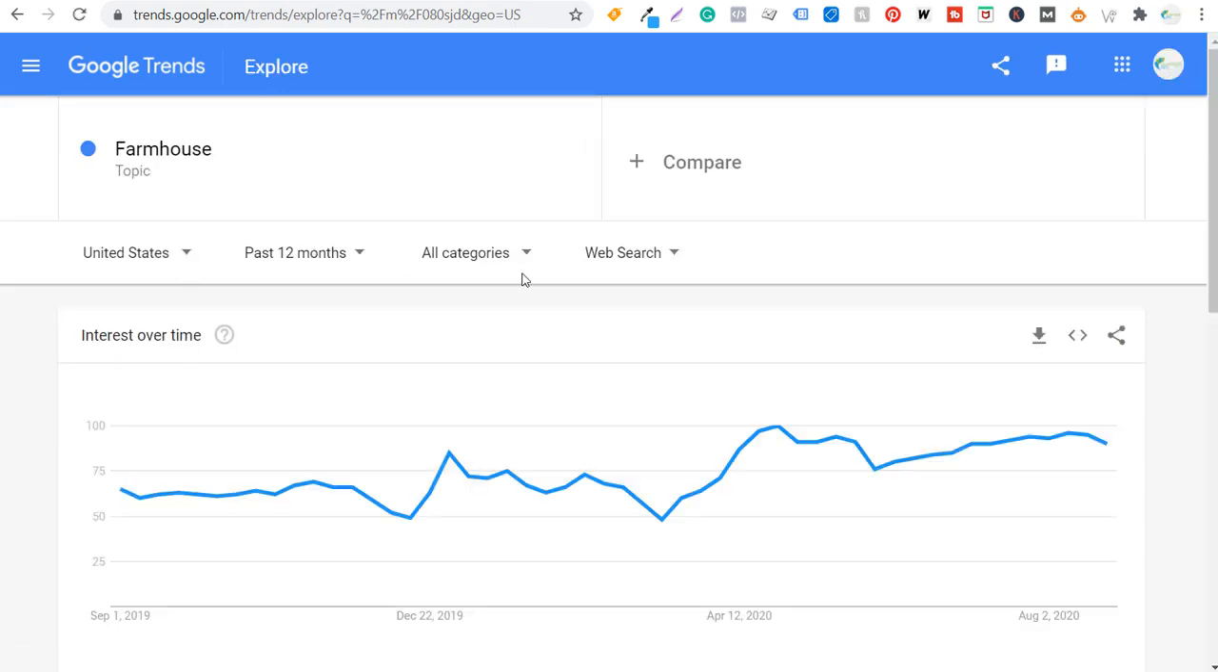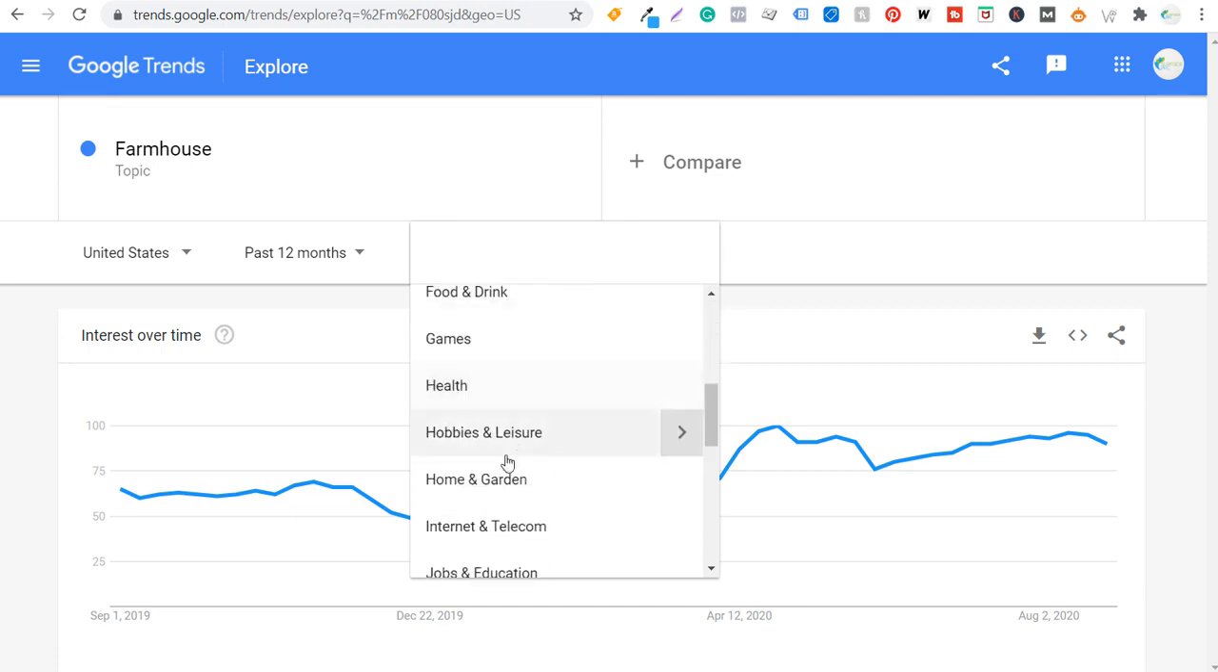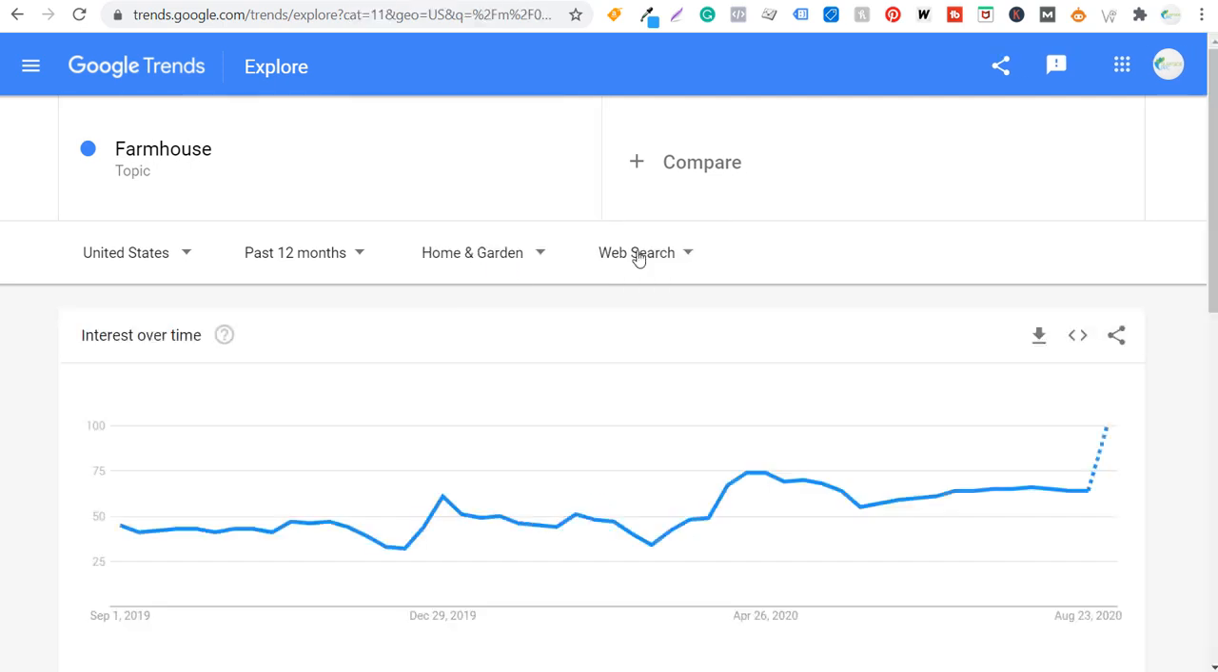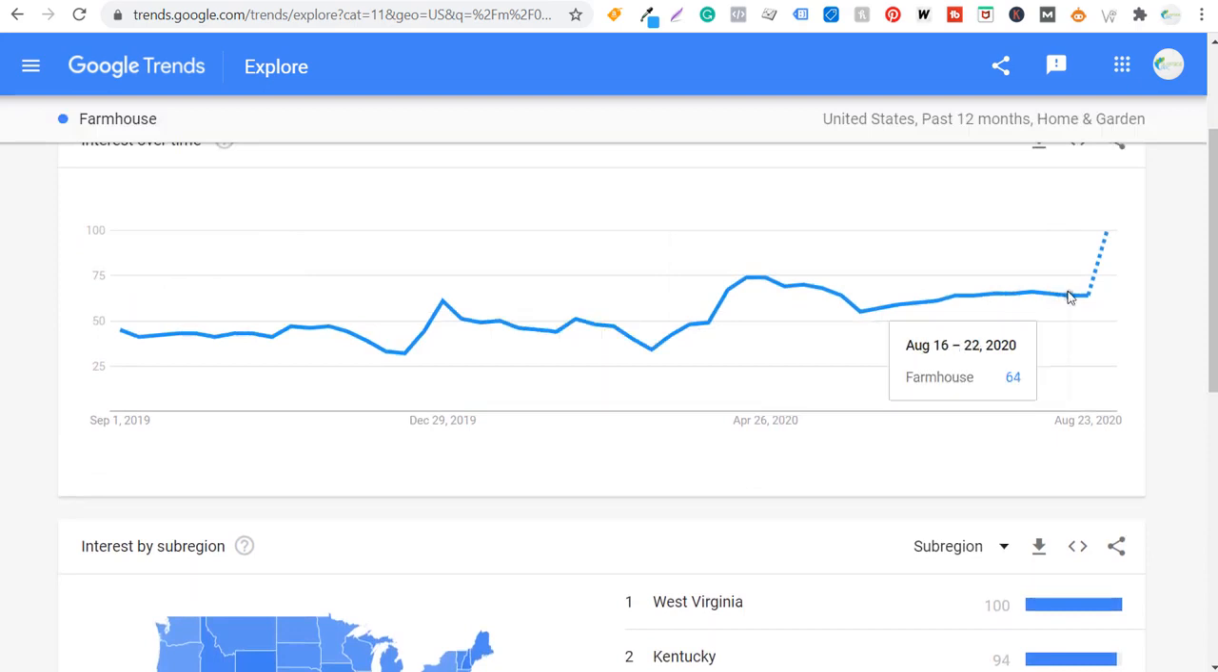United States, past 12 months. Let's just make sure we're in the right category here. So we'll do home and garden. Okay, so we have home and garden category here, and we're just using web search. So we are going to see different results for web, image, and shopping and news. But you can see here it's trending and it looks like it's peaking right about now.